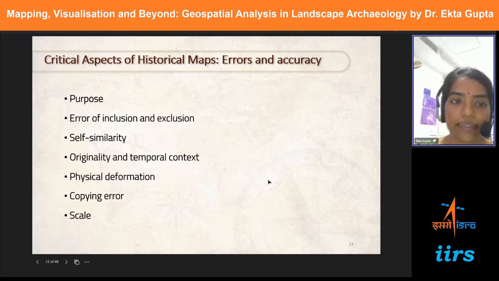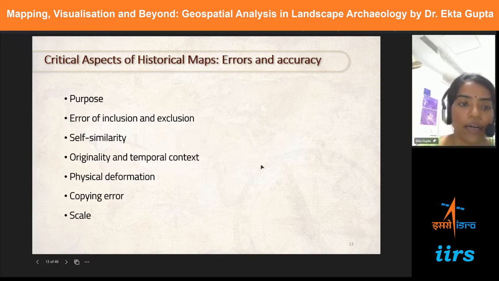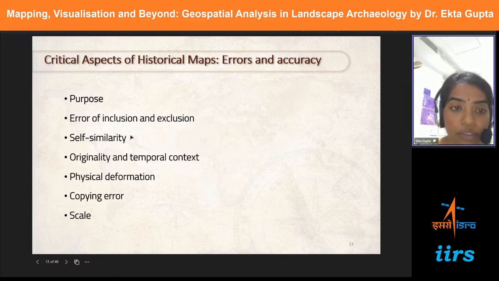First, I want to discuss some critical aspects of historical maps, their error and accuracy. Because these maps are old and were made for different reasons, their accuracy varies depending on the purpose. If somebody wants to use it for navigation, there are chances that coastlines are depicted with better accuracy than the inland areas. Similarly, if it is meant just for putting on a seal, as a painting, the accuracy may not be that great.